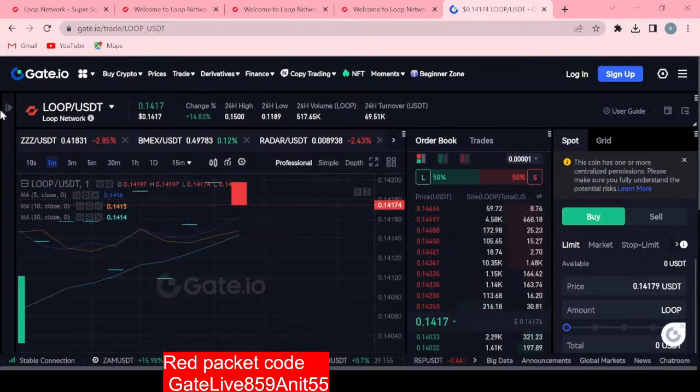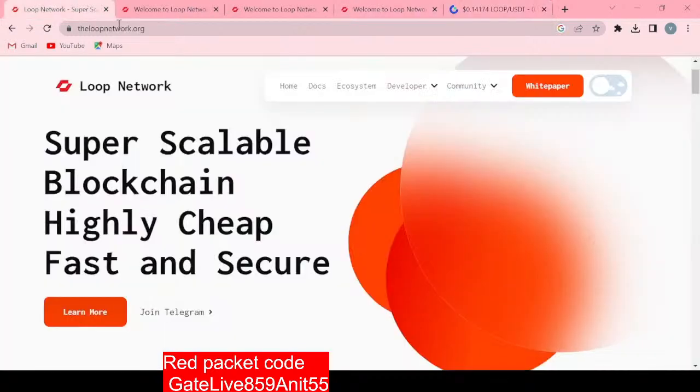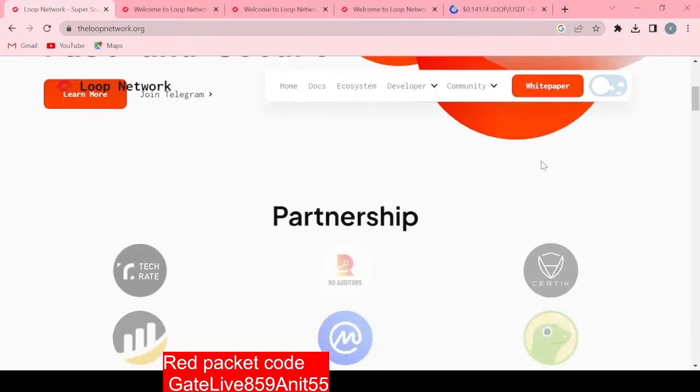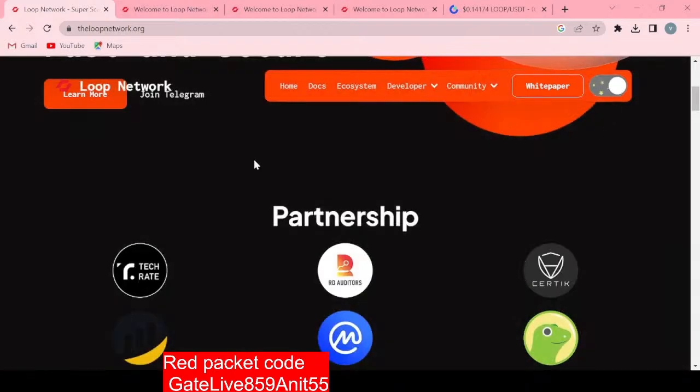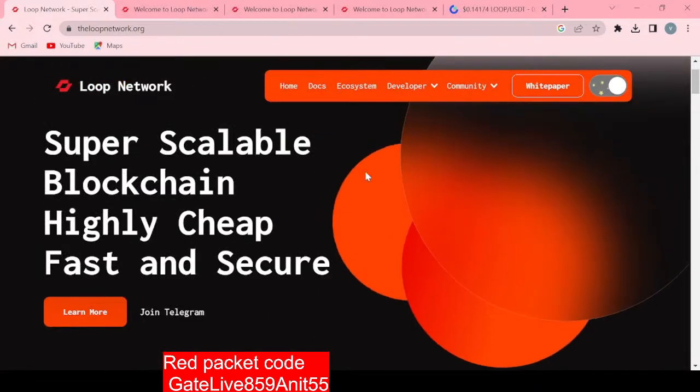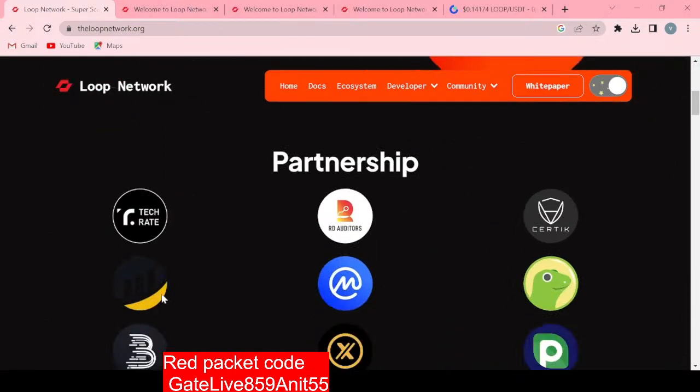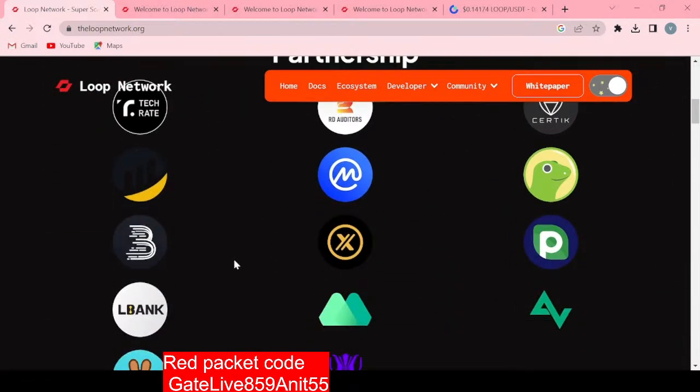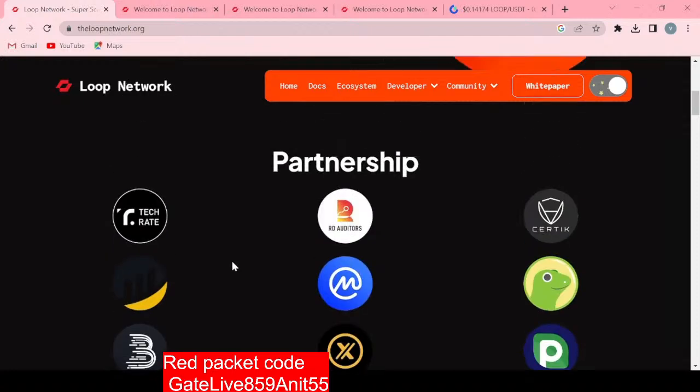So this loop network is a super scalable blockchain, which is highly cheap, fast and secure, and there is a community if you want to join one. Here there is also an option to switch the website to night mode. Yeah, that's good. Here you can see the partnership of loop network is also given.